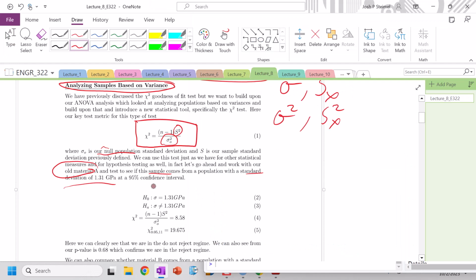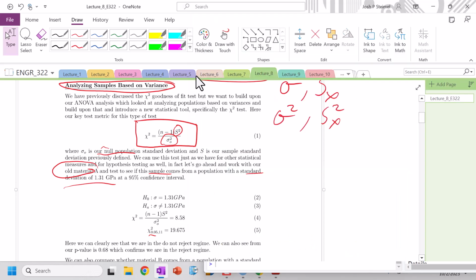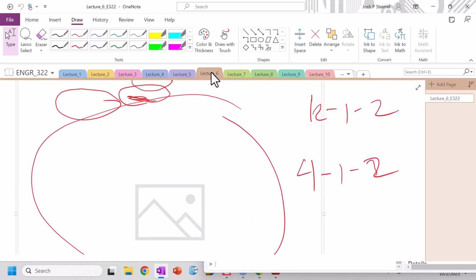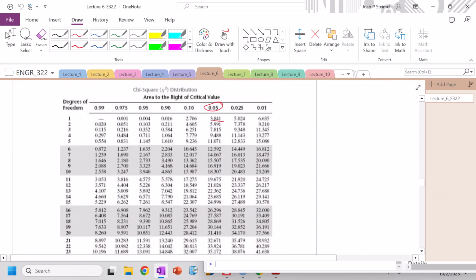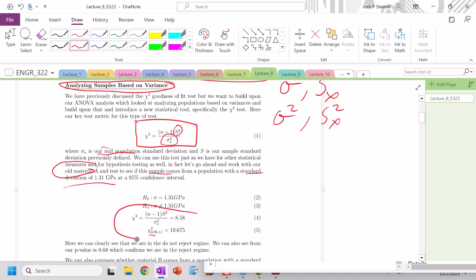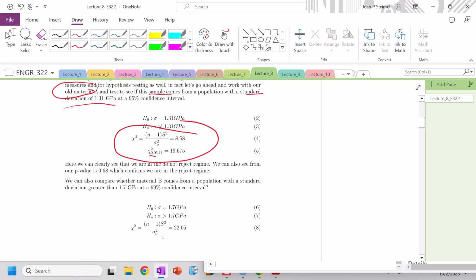It's a chi-squared test at 95%, so 0.05. Let's look at the length of matA bracket 1. That'll be 12, so 11 degrees of freedom. Let's look back at our tables from lecture 6, our chi-squared table. At 0.05 with 11 degrees of freedom, the critical value is 19.67, I think. And we definitely fall in the do not reject regime. So that's looking at this purely from our handwritten method.